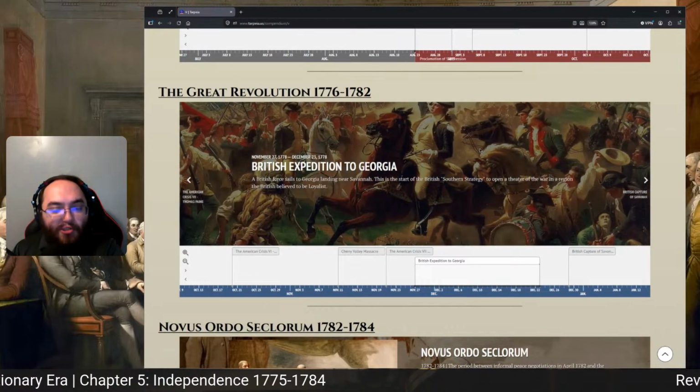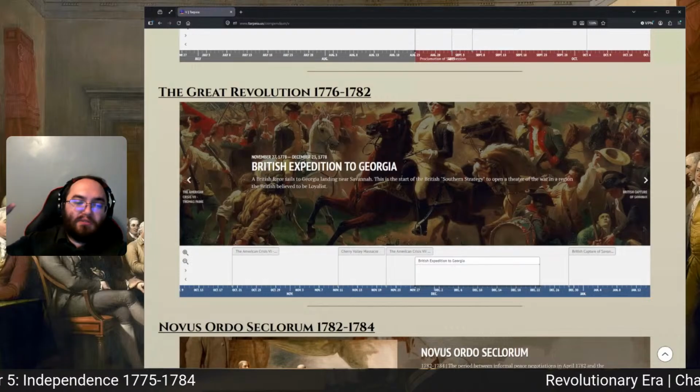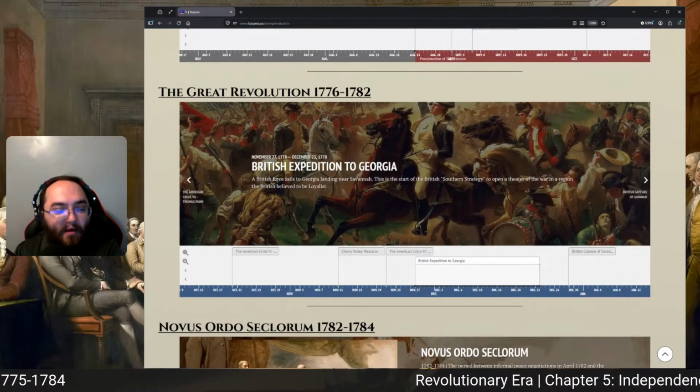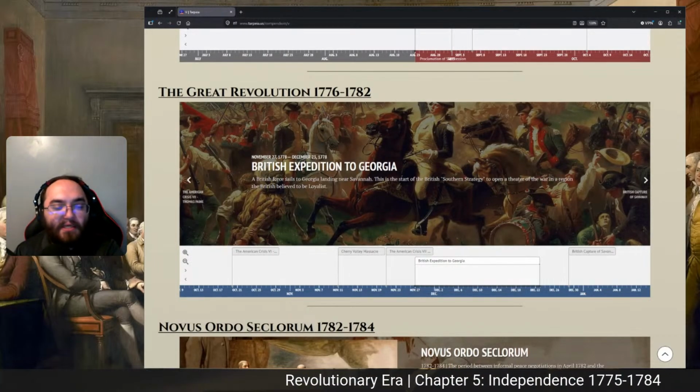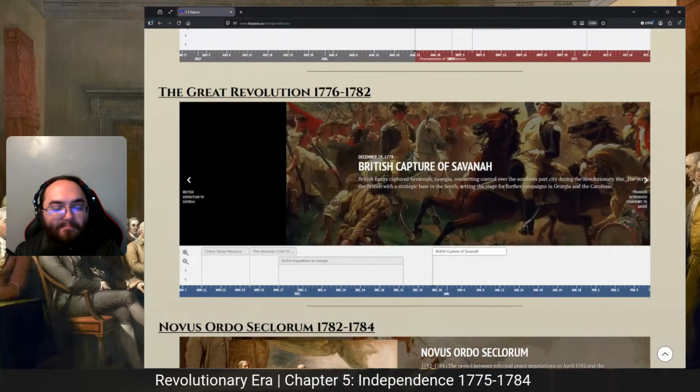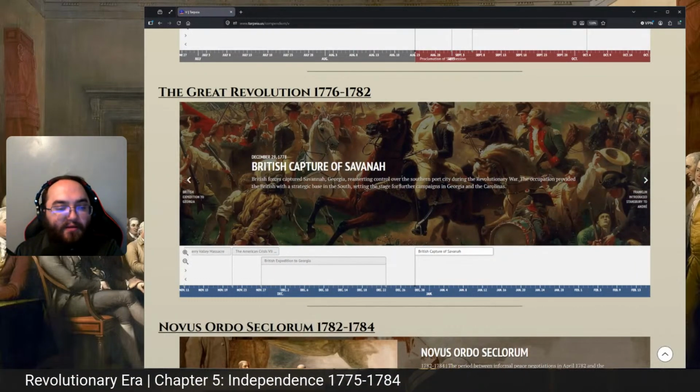You have the British expedition into Georgia, so now the Southern Campaign is opening up, and that begins towards the end of 1778. The British will capture Savannah.